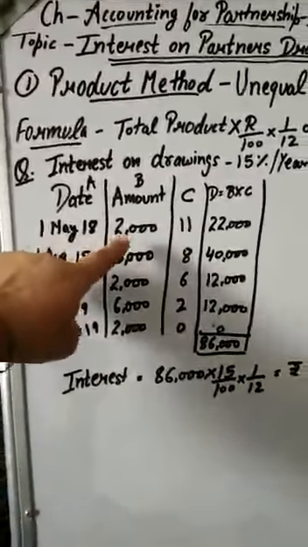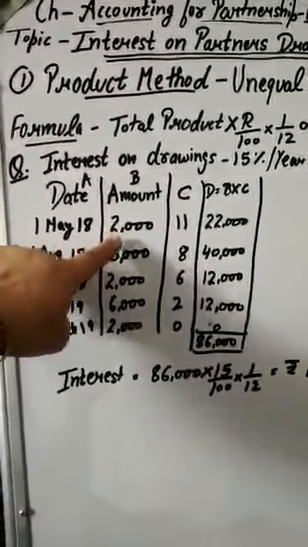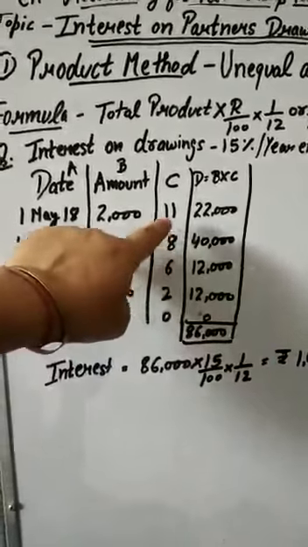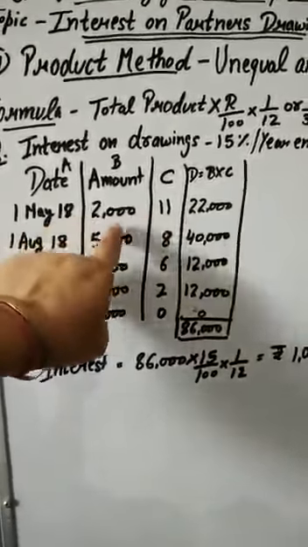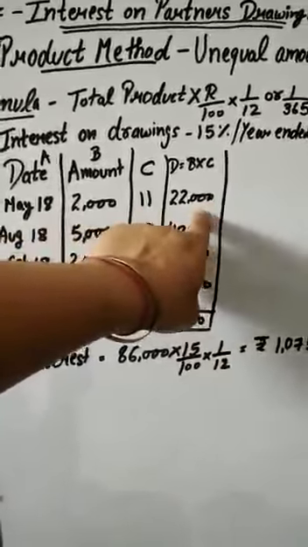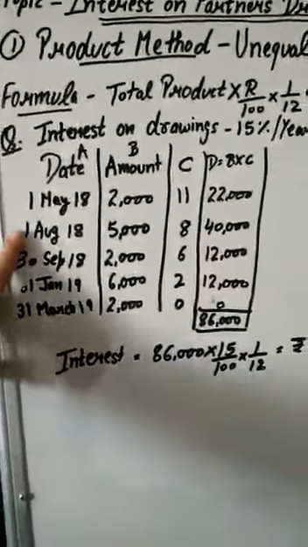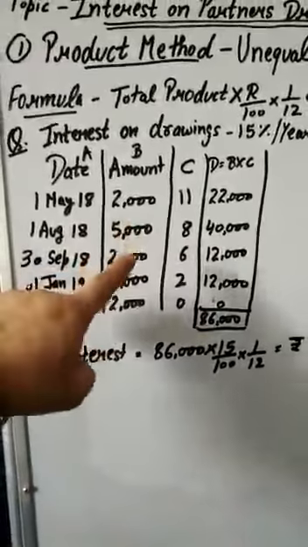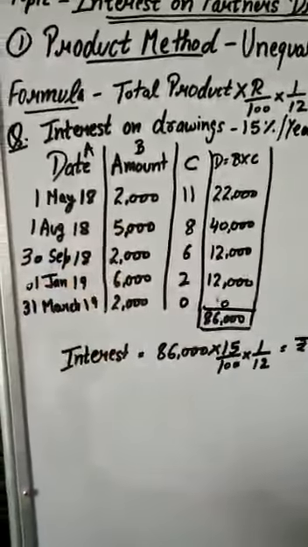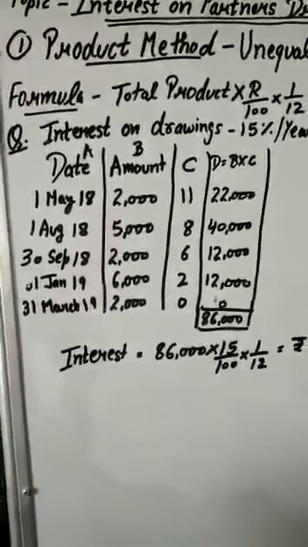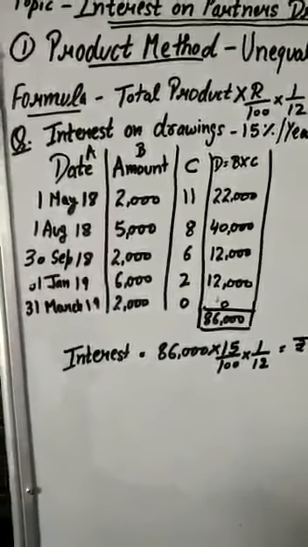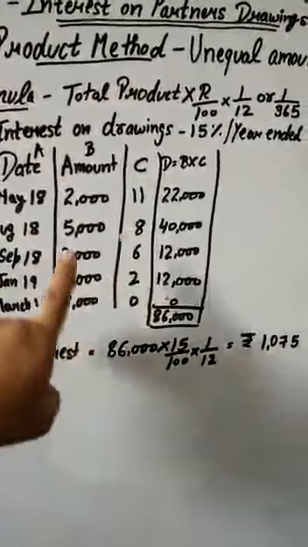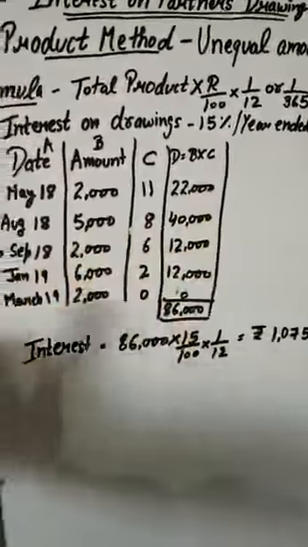So he has withdrawn 2000 and he has used that money for the period of 11 months. So he has to pay interest on this amount. So 2000 into 11 gives you 22,000, right? And next he has withdrawn on 1st August the amount of 5,000 rupees. So how many months has he used this amount? August, September, October, November, December, January, February, March. He has used it for a period of 8 months. So 5,000 into 8 gives you 40,000.